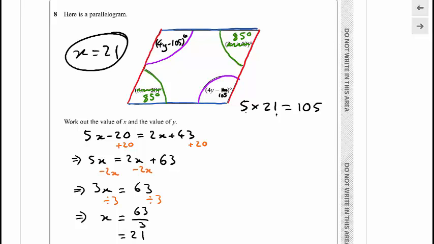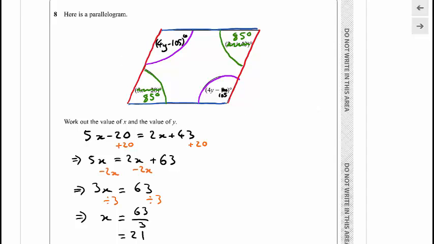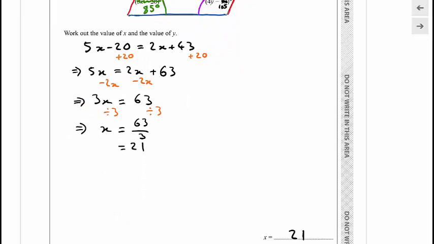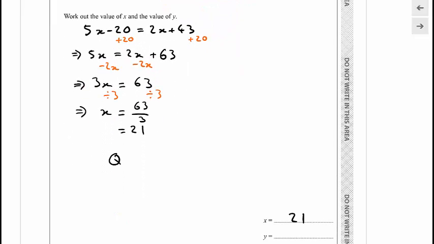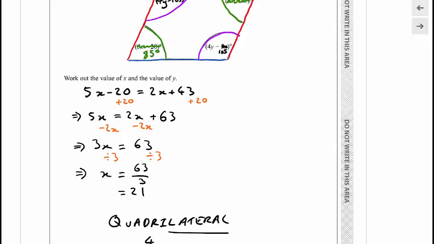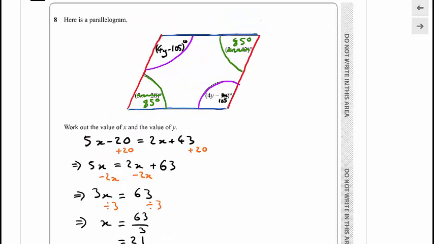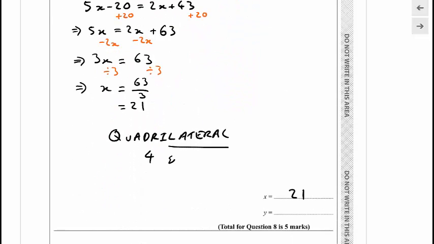Okay, so what else do I know then? What else do I know? Well, a parallelogram is a special type of shape. It's a quadrilateral. Now, you've probably come across this word before, but just in case you haven't or you don't know what it means, quad means 4. Lateral just means a line, but in this context, a line is just a side of the shape. So actually, it's 4 sides. So quadrilateral just simply means 4 sides.